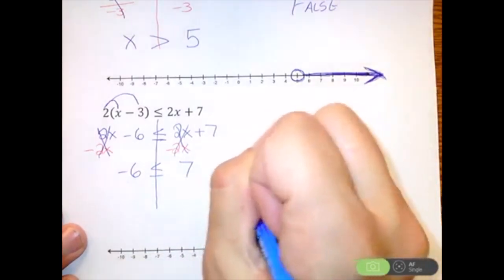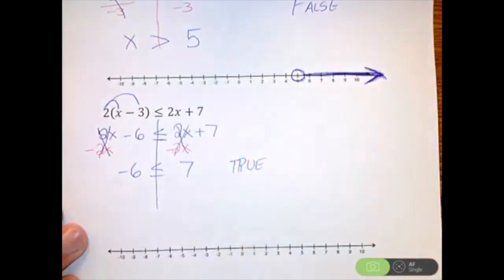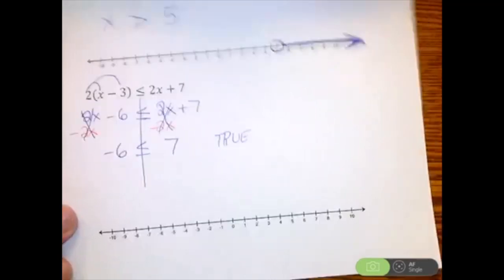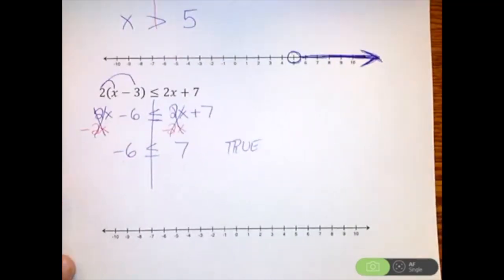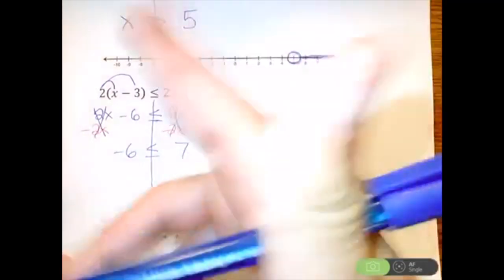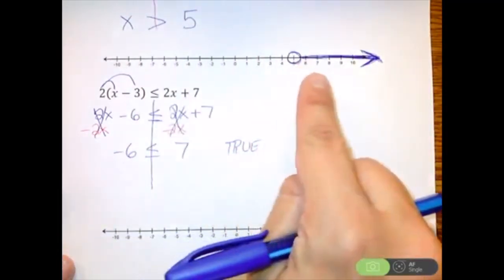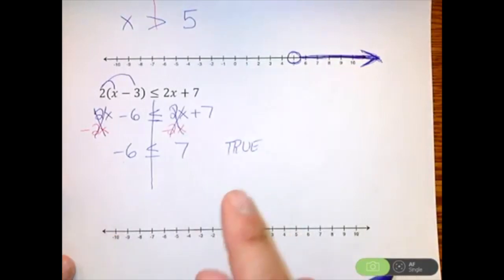Yes, it is. This is a true inequality. So what that means is this is one of those special cases. And the special cases are either they're going to have one solution, which is what we're going to have for the most part. Well, not one solution, you're going to have a multitude of solutions. You're going to have infinite solutions or no solutions.